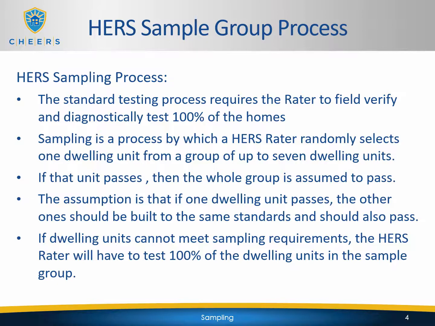Now, if the dwelling units cannot meet the sampling requirements, then the HERS rater will have to test 100% of the dwelling units in the sample group. Now, there are some tests that do not allow for sampling. For example, on the duct leakage, if it's an altered system and you have to use the smoke test method, that system would not be eligible for sampling. So there's a couple of those, and we've covered them in the various training modules, those items that cannot utilize sampling to verify them.